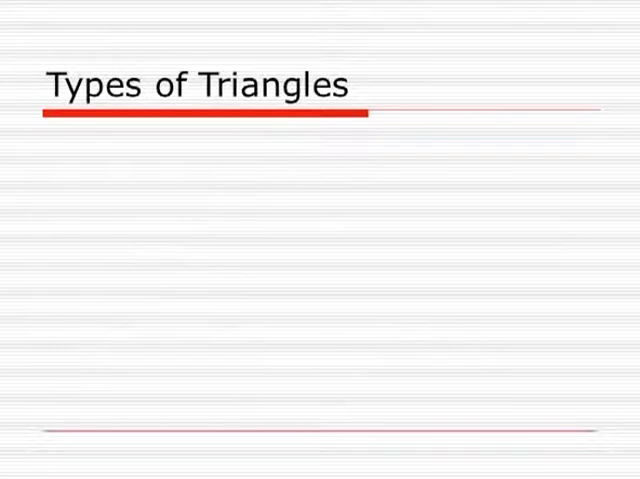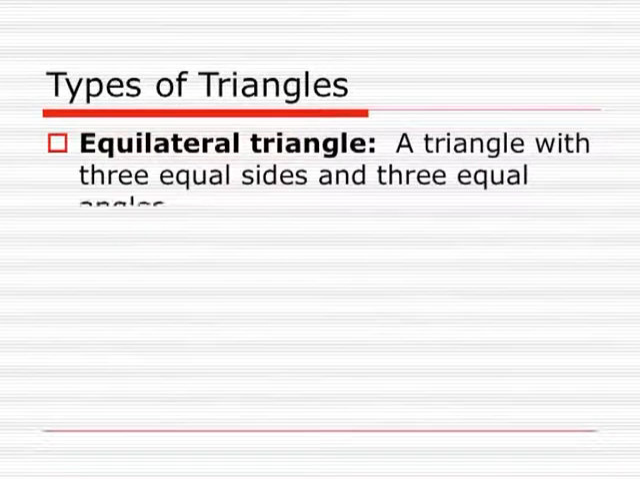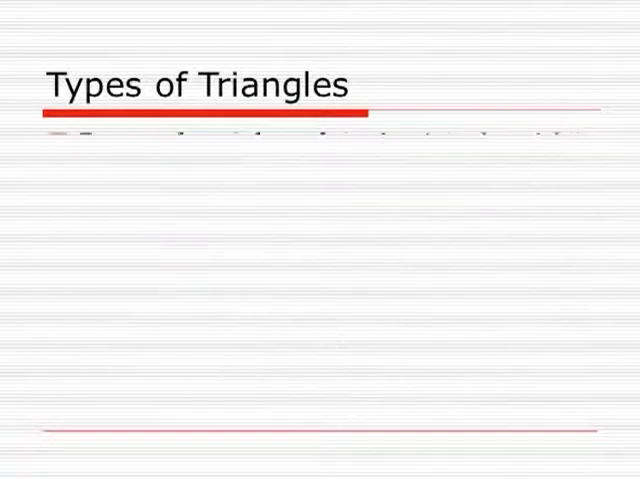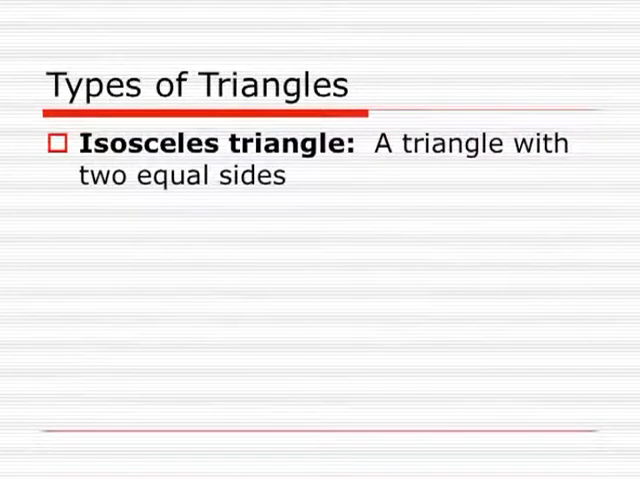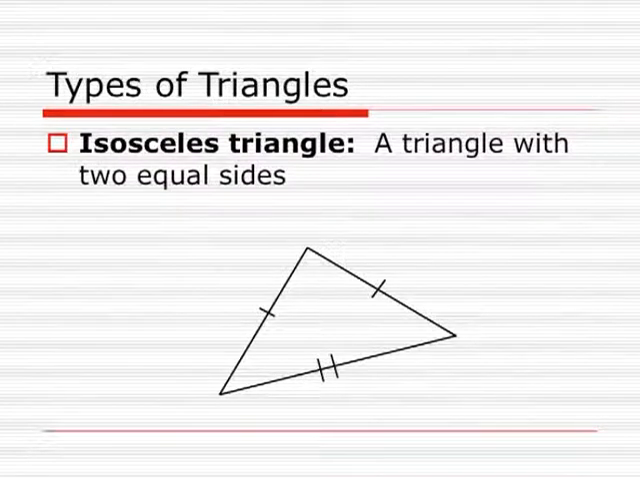On the basis of the length of sides of a triangle, we define different types of triangles. The very first type is the equilateral triangle. It is a triangle with 3 equal sides and 3 equal angles, meaning all 3 sides and all 3 angles in this type of triangle are equal. Another type of triangle is isosceles, which is obvious from its name. Iso means 2 and celes means sides. So it is a triangle in which 2 sides are equal.